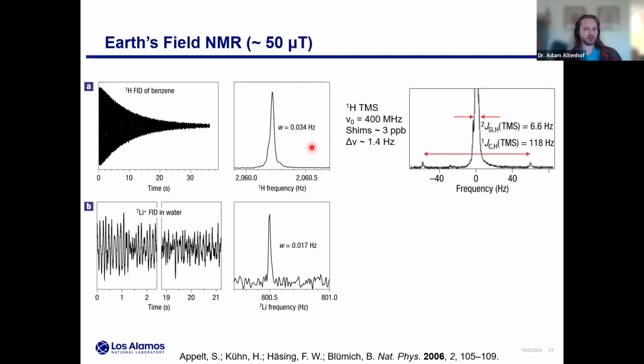Now, if you're at Earth's field, you're no longer resolving chemical shifts. The ppm becomes just far too narrow in this case. But what you do measure is the field-independent J coupling.